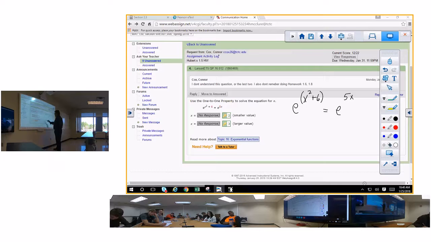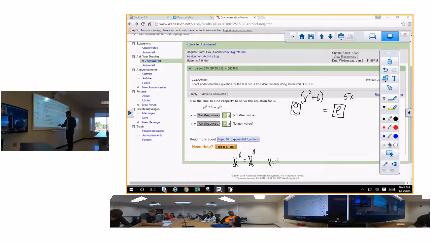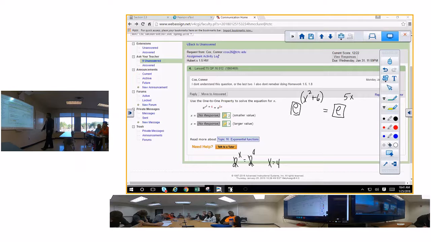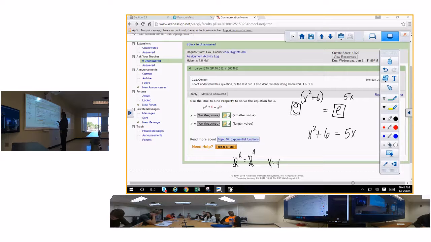Yeah. And then since these are the same, the rule is if you have 2 to the x is equal to 2 to the 4th, then these two cancel basically, and you're left with x is equal to what? 4. That's kind of a generalization of the rule with exponents. So in this case, since these two are equal, x squared plus 6 is equal to what? 5x.